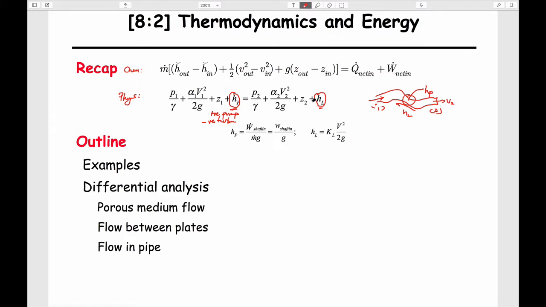We know that these units have to be units of head, and so sometimes we can write this in terms of a term. This is called the Darcy-Weisbach equation. Not important that you remember that.